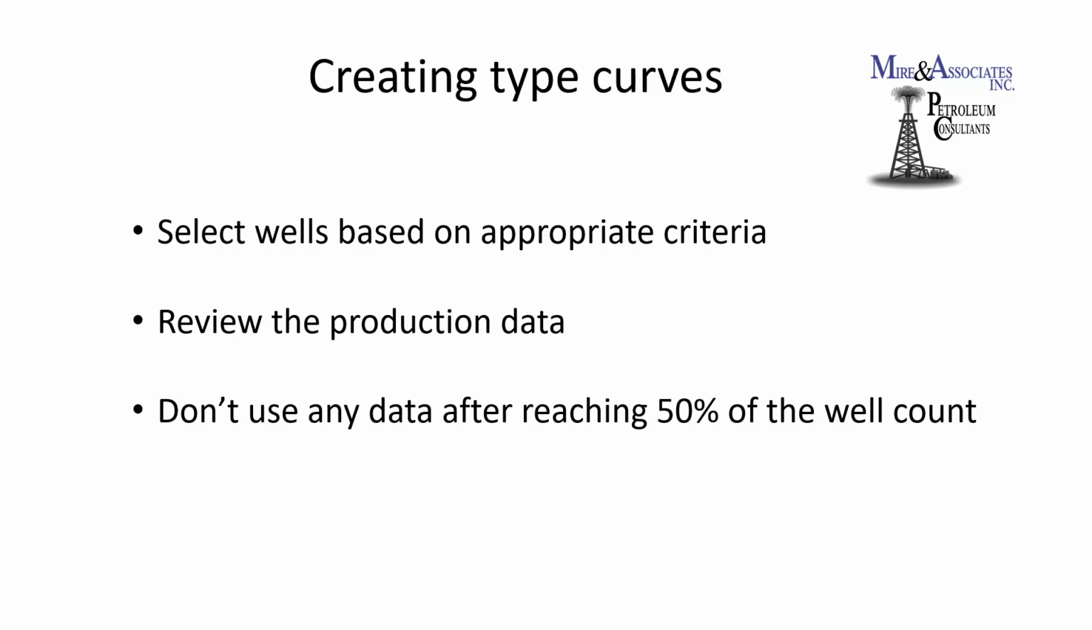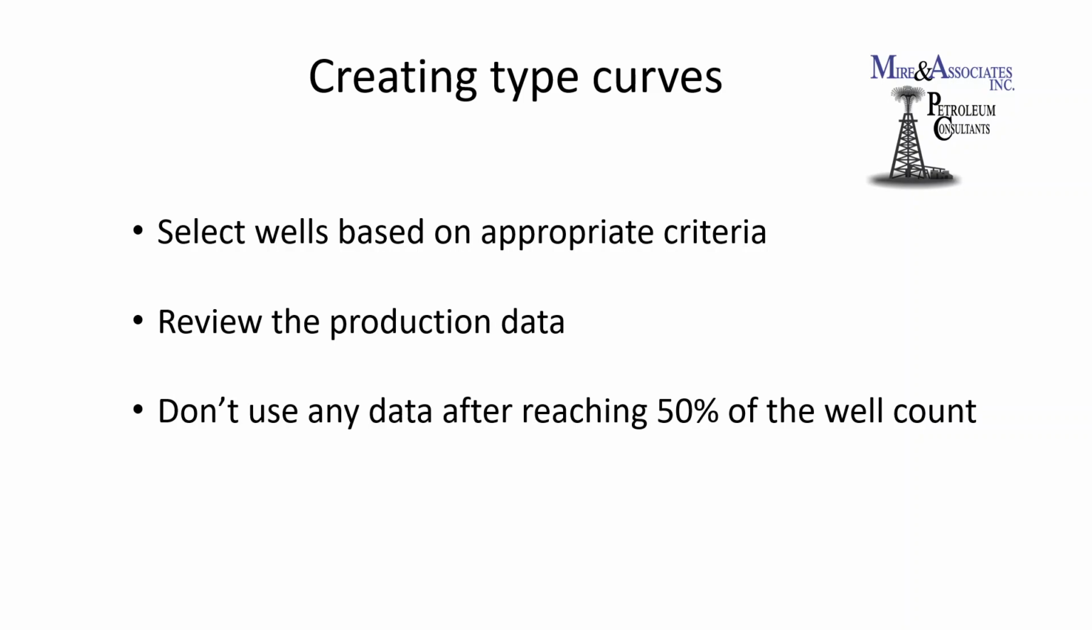So to create these in PHDWin, the first thing you do is you have to select the appropriate offset wells to make your type curve from, because with type curves you use an analogy. So you have to use the correct criteria. For instance, if you're planning to drill 10,000 foot lateral wells, you wouldn't necessarily want to select existing wells with 5,000 foot laterals to make your type curve. But if you do, you may have to adjust them a little bit. But anyway, you select them appropriately.